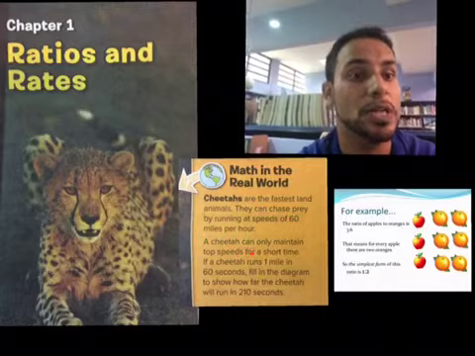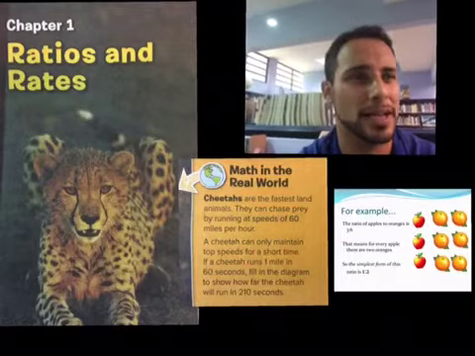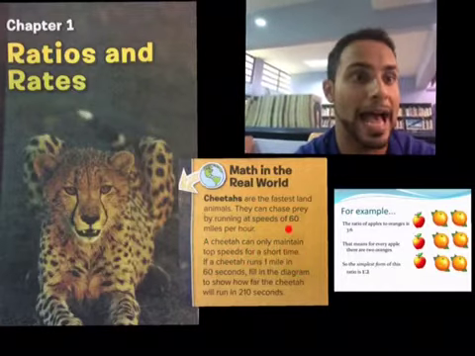A cheetah can only maintain top speed for a short amount of time. They can't do the whole hour at 60 miles.